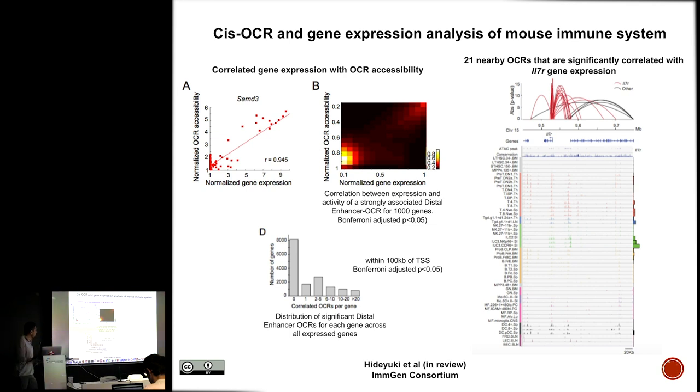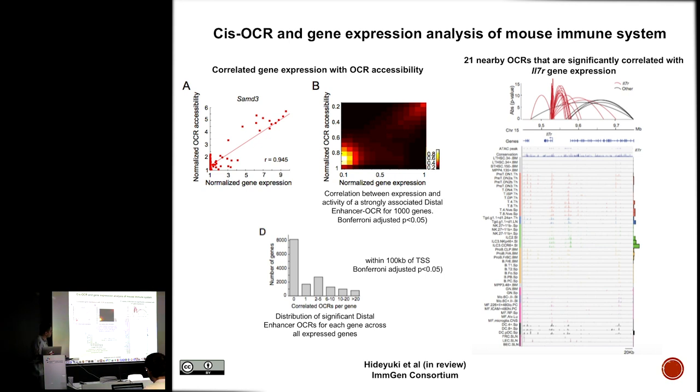So this is just the distribution of how many correlated OCRs per gene. This is within 100 kilobases, and this is with a Bonferroni adjusted correction. And so we can see that there are many genes that have no correlated OCR, but some genes can have more than 20 correlated OCRs. One example of that is shown for the interleukin 7 receptor.